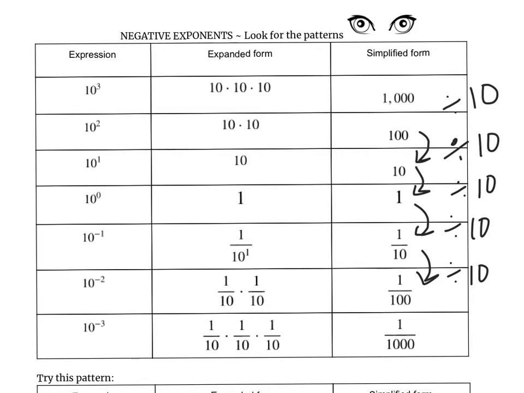And the final one, 10 to the -3, right here, that means we have a 10th times a 10th times a 10th, which is 1,000th.